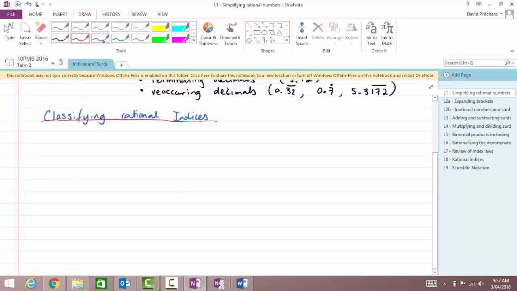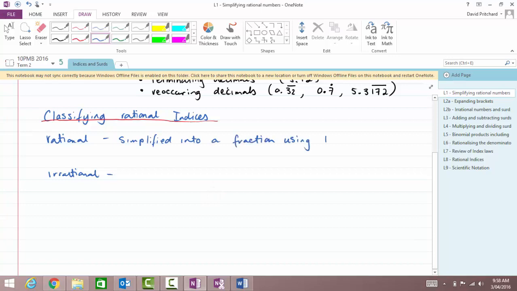Okay, so when we consider rational and irrational, there are some defining features. So any rational number can be simplified into a fraction using whole numbers, or probably better to say integers. So an integer is just any whole number between negative infinity and positive infinity. So for example, anything that can be put into the form a on b. So that's what a rational number is. Now they can consist of a few different things, and we'll talk about them in a minute.